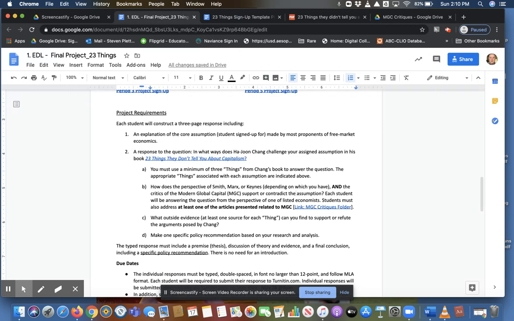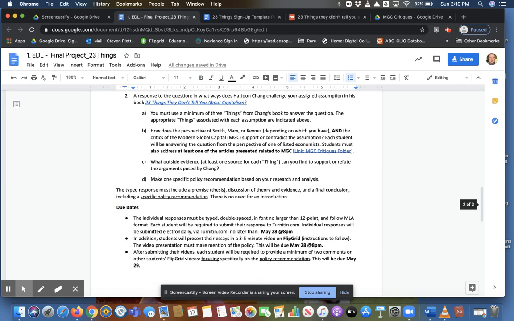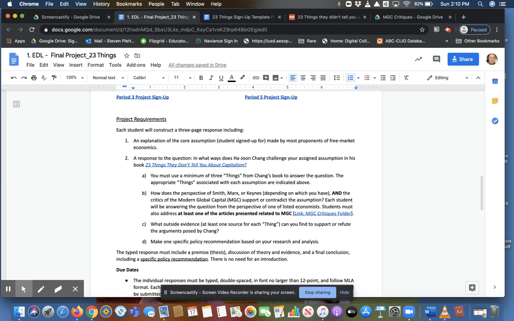Okay, so you're going to use a minimum of 3 of the things. If you have assumption number 1, you have this list of things right here to choose from. You just need to pick 3 of them. You don't need to read all of them. You're going to choose 3 things from Chang's book to answer the question. The appropriate things associated with these assumptions are indicated above, like I said.